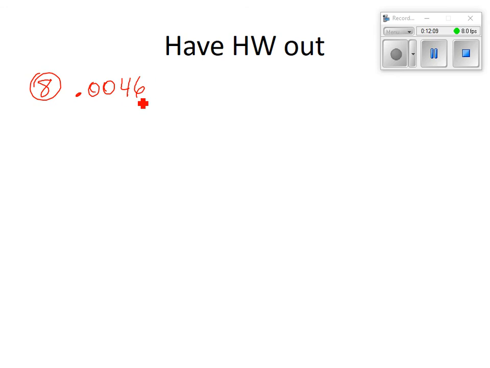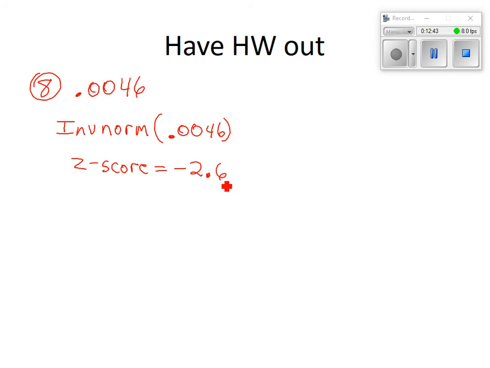So we want to find that. What did they say to find? They said find the z-score, right? So this time we're going to put in inverse norm, and we're just going to put in the area. So we're going to punch in inverse norm, then punch in 0.0046. And that should tell us our z-score. So what's the z-score this time? Say again? -2.6. Now, let's make sure that this makes sense.